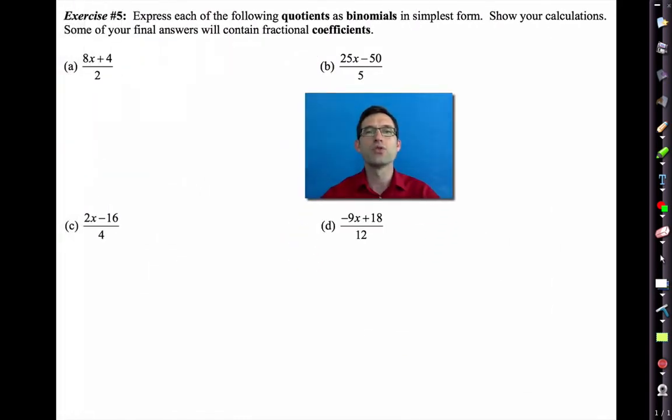Okay? So let's get some practice on that. Express each of the following quotients as binomials in simplest form. Show your calculations. Some of your final answers will contain fractional coefficients. A coefficient is simply a number that multiplies a variable. Okay? So let's take a look.